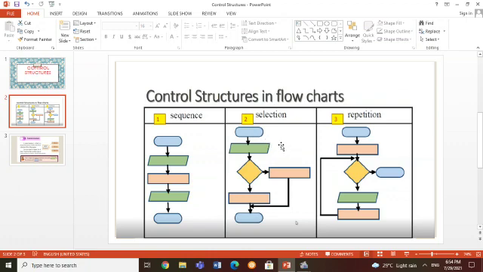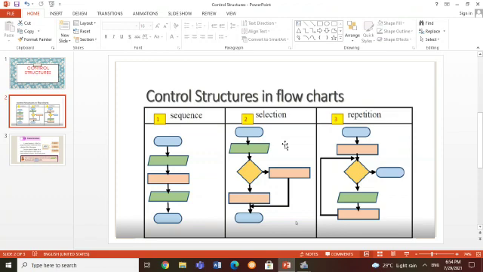Then selection. What is selection? In your life, you have to select some things, right?